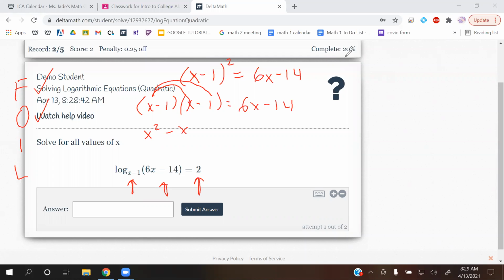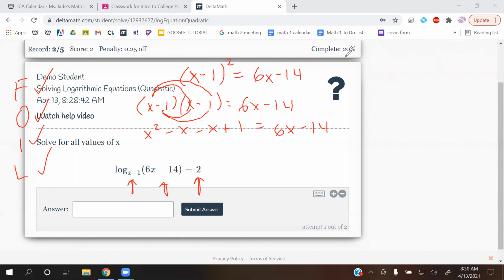The I in FOIL is going to be inner. So that's negative 1 times the x again, and that will be negative x. That's the I in FOIL. And the L in FOIL stands for last. So negative 1 times negative 1 is positive 1. So that's the L in FOIL. So we have x squared minus x minus x plus 1, and then that equals 6x minus 14.